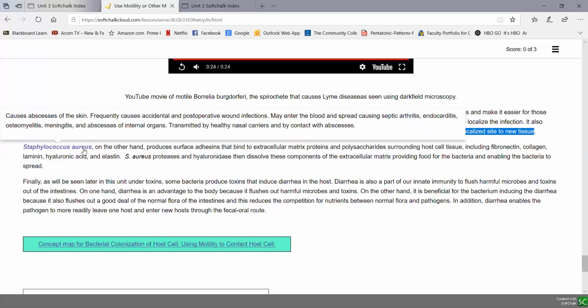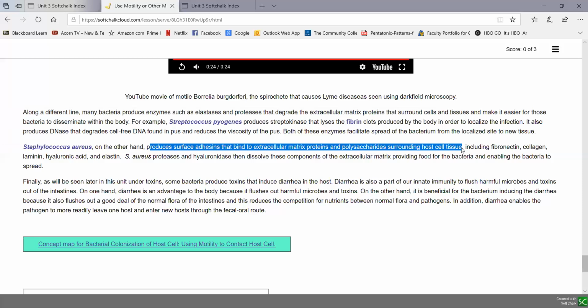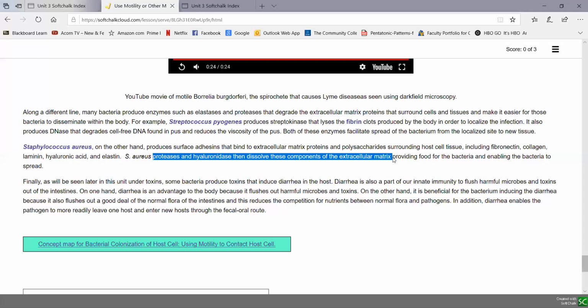Staphylococcus aureus, that often causes accidental and postoperative wound infections or abscesses, produces surface adhesins that bind to the extracellular matrix proteins and polysaccharides that surround our cells. That includes things like fibronectin, collagen, laminin, hyaluronic acid, and elastin. And Staph aureus produces proteases and hyaluronidases that dissolve these components of the extracellular matrix, and that provides food for the bacterium and again helps them to spread. So some bacteria may not use motility to spread, but they can produce enzymes and other such compounds that can break down the extracellular matrix that tends to localize the infection and stop it from spreading.